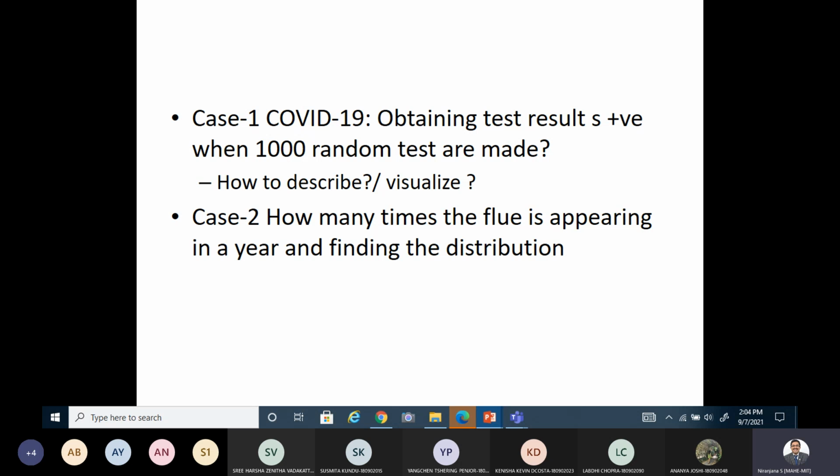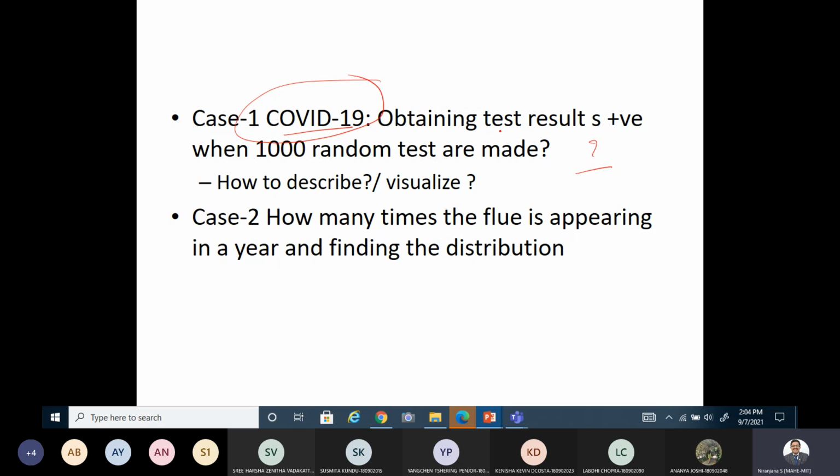So let us take up a simple example, say the case of COVID. You know that obtaining a test result in problems such as COVID or any other problem like malaria, right? So obtaining a test result as positive when 1,000 random tests are made, there is a question mark, right? Are you going to get a positive or are you going to get a negative? In advance, you may not have an answer for that.